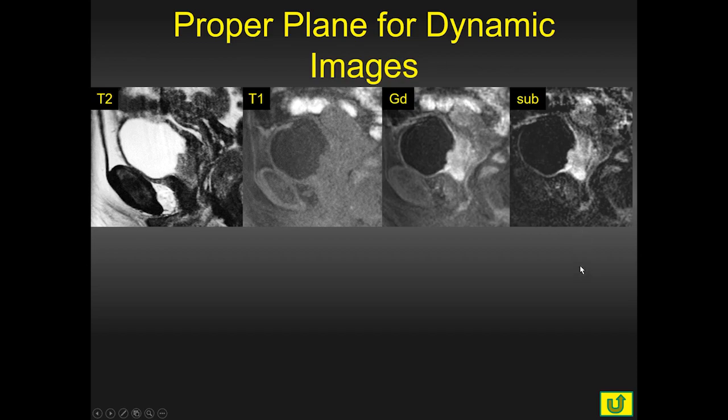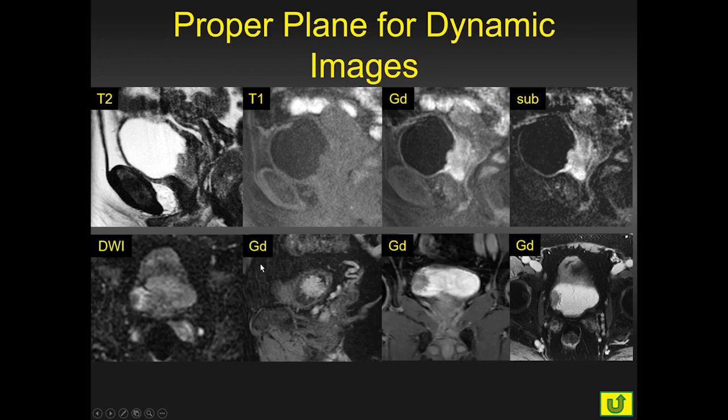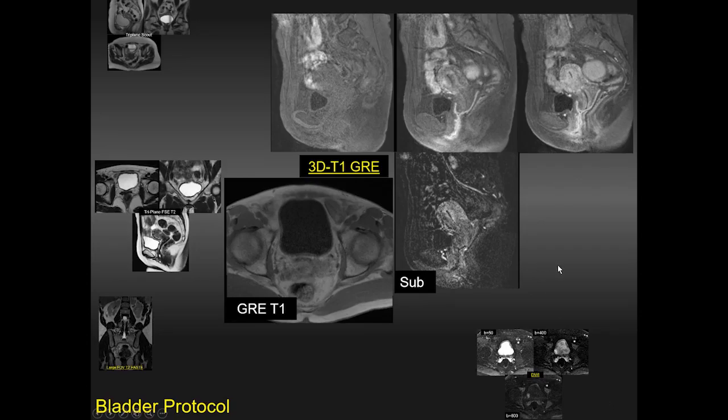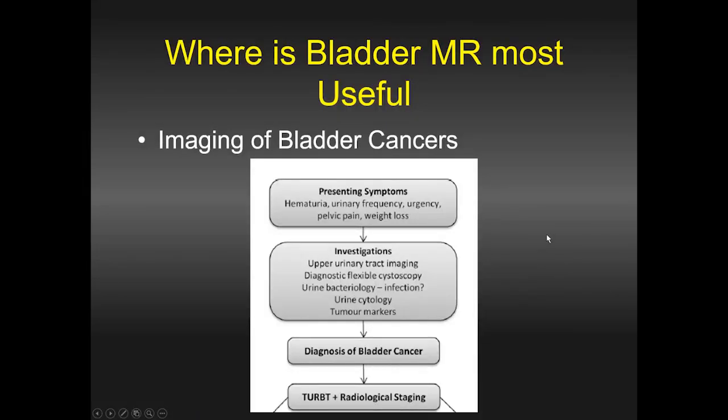But if the tumor affects the right or left lateral wall of the bladder, then you either need to acquire the images in coronal or axial. So there is a lesion seen in the right lateral wall. If you acquire the sagittal image, you are not going to be able to assess the relationship of the tumor to the bladder wall. So you have to acquire the dynamics either in the coronal or in the axial plane. That's something important to keep in mind when one is doing the dynamic enhanced images. So that was the protocol.